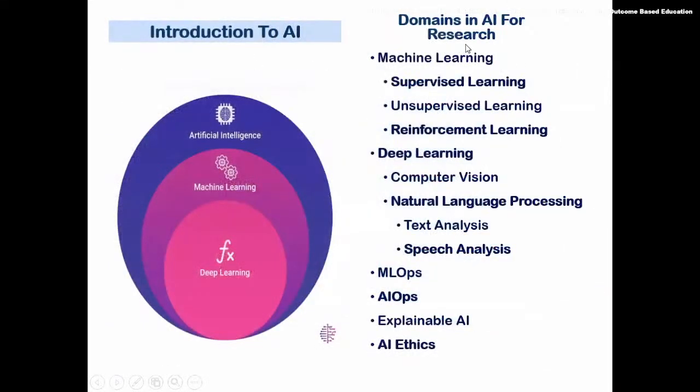If we talk about the domains of AI research, we have machine learning, under which we have supervised learning, unsupervised learning, and reinforcement learning. In deep learning, we have computer vision, and under natural language processing, we have text analysis and speech analysis. Then there are MLOps (machine learning operations), AIOps, explainable AI, and ethics.